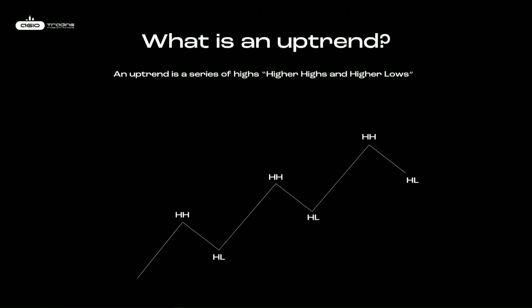I'm sure this is very straight to the point. A higher high is a high that is higher than the previous high. In other words, the next higher high has to be higher than the previous higher high. A higher low is a low that is higher than the previous low. Higher low. Higher high.